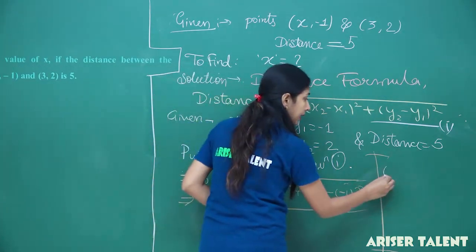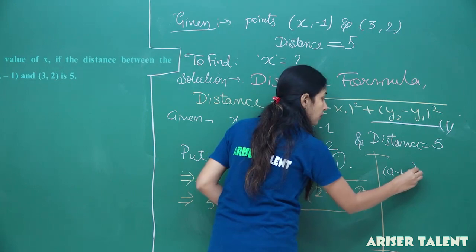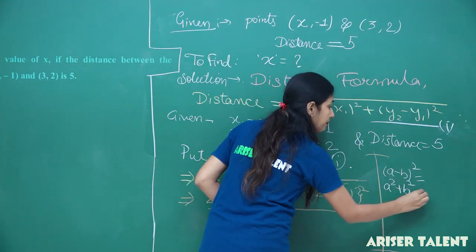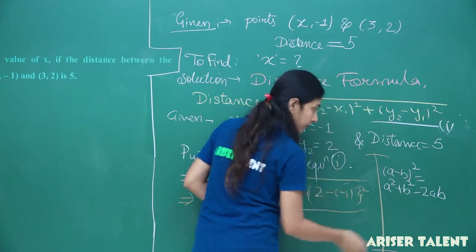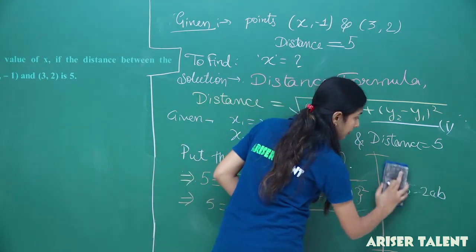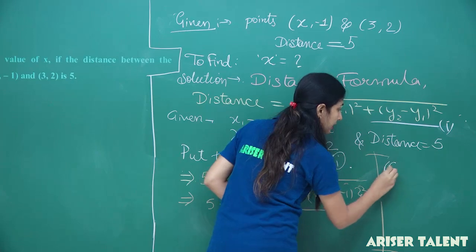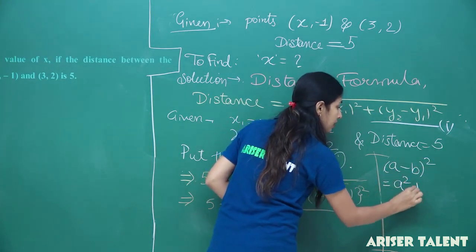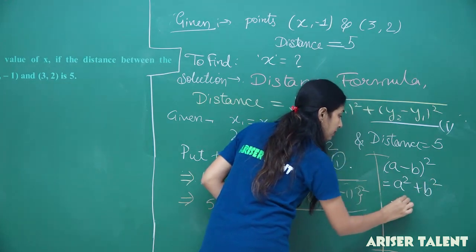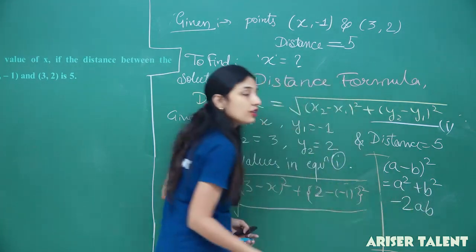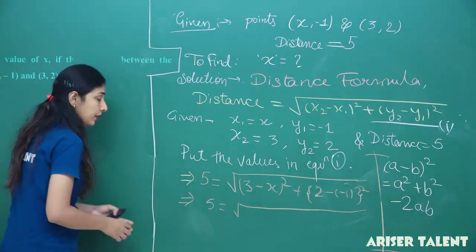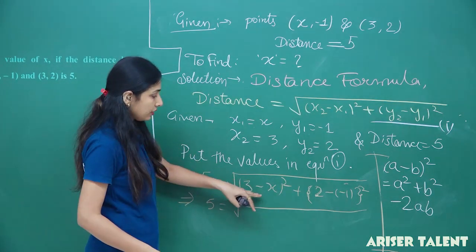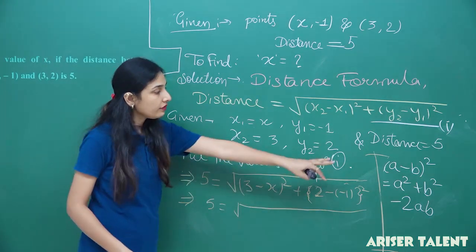That will be (a minus b) whole square, that is equal to a square plus b square minus 2ab. This is the formula. Should I write it more clearly? (a minus b) whole square equals a square plus b square minus 2ab. This is the formula, we all know. Okay, so can I open this bracket, this (3 minus x) whole square, with that formula?